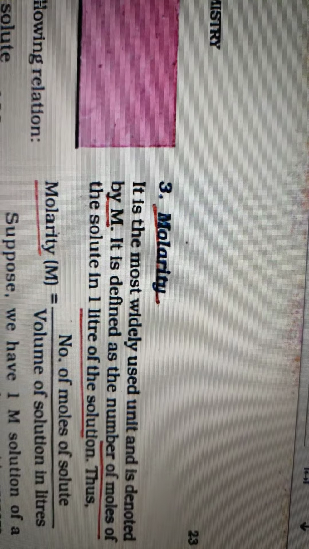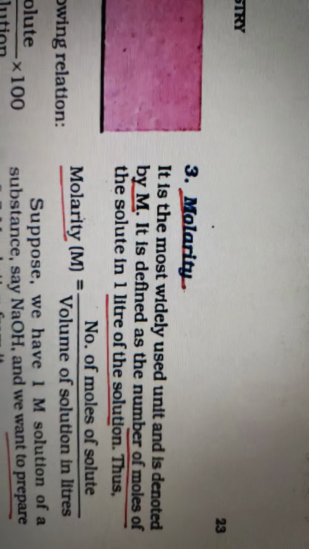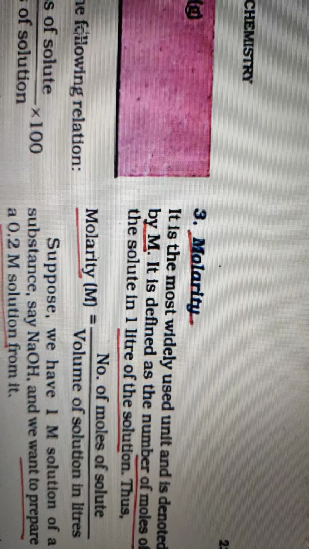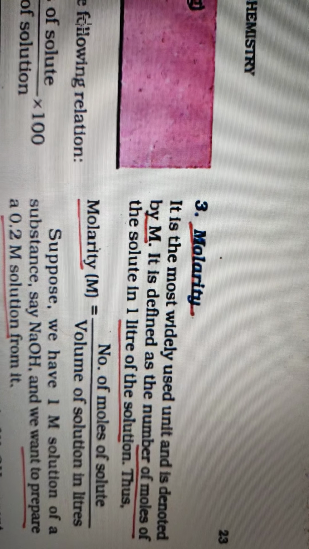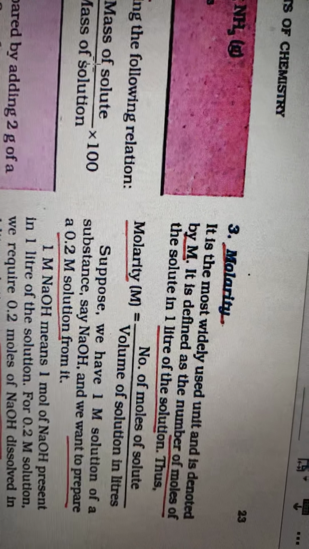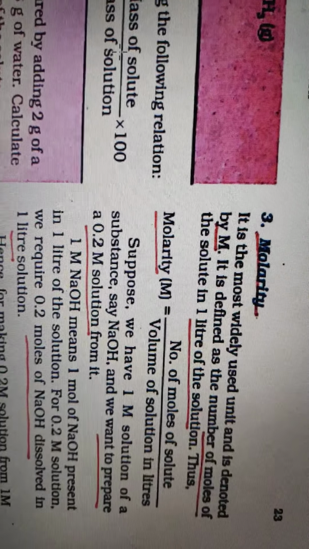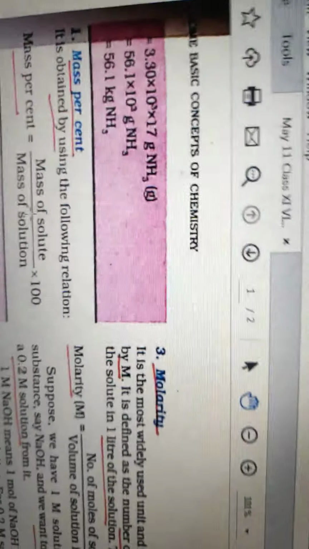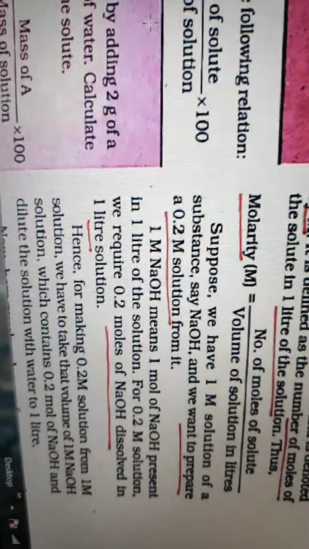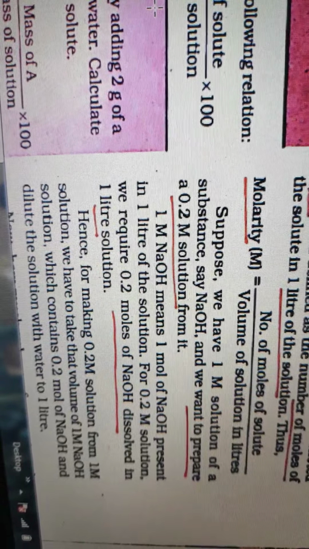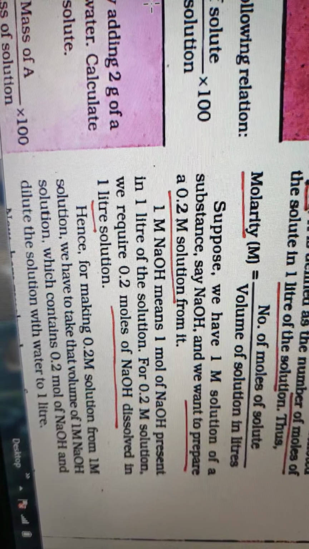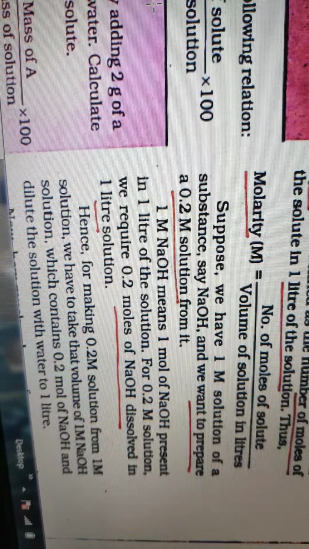Suppose we have 1 M solution of a substance, say NaOH, and we want to prepare 0.2 M solution. How will you prepare? You should know 1 M NaOH means 1 mole of NaOH present in 1 liter, and for 0.2 M solution we require 0.2 moles of NaOH dissolved in 1 liter. So for making 0.2 M solution from 1 M, you have to take out the volume of the solution from the 1 M solution. We can calculate how much volume is needed to make 0.2 M solution of NaOH.